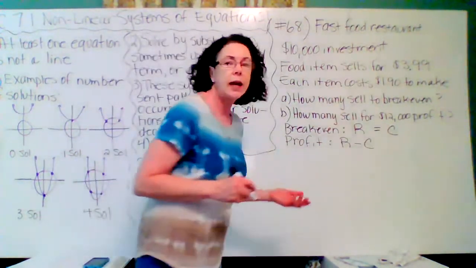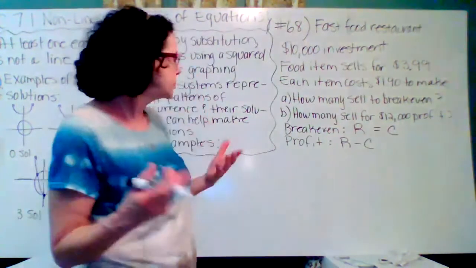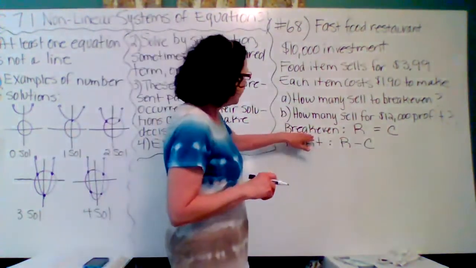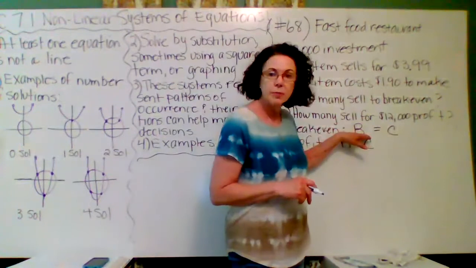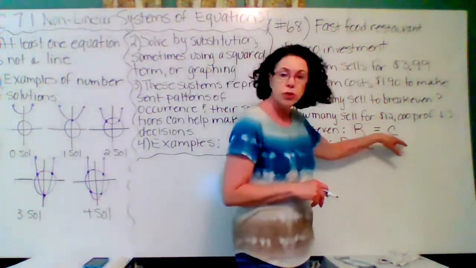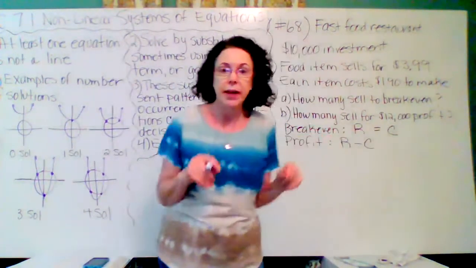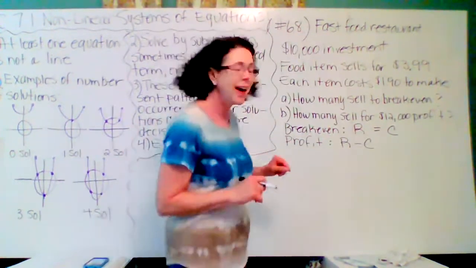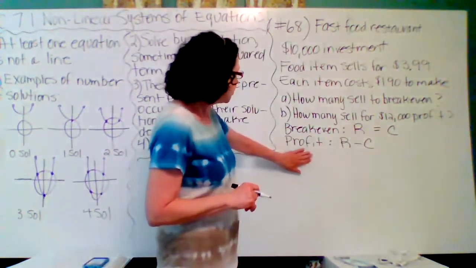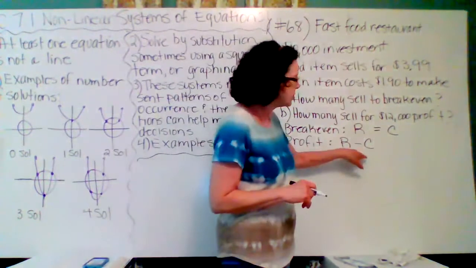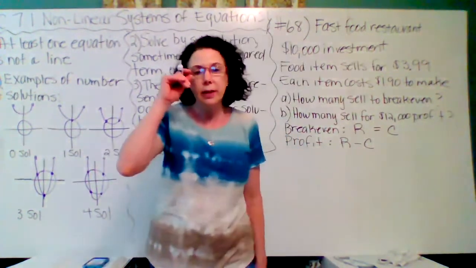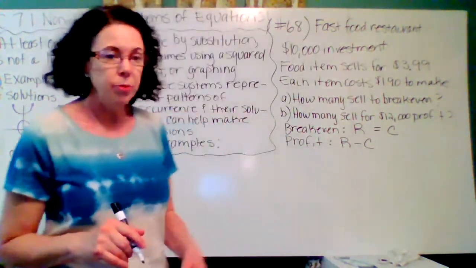And not only that, you really want to make a profit. Now, just so you know, break even is where your revenue, that's the money you take in, equals your cost. You're going to break even then, so your profit is going to be 0. When you take your revenue and subtract your cost, any money that's left over will be your profit.